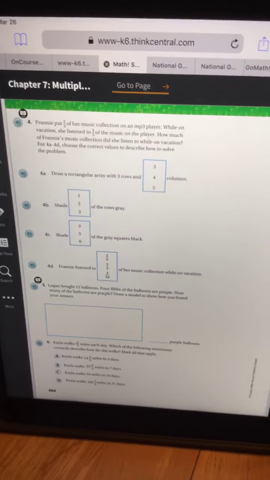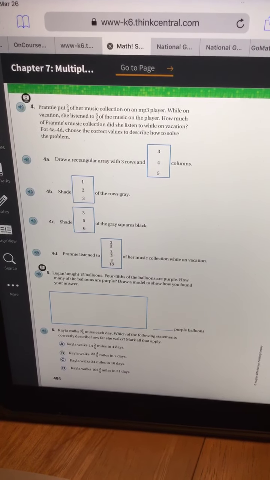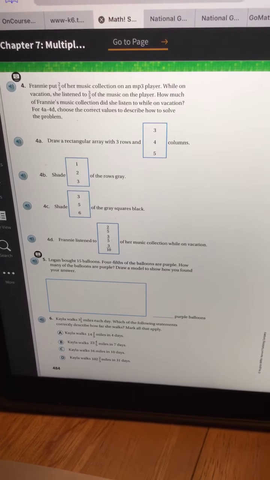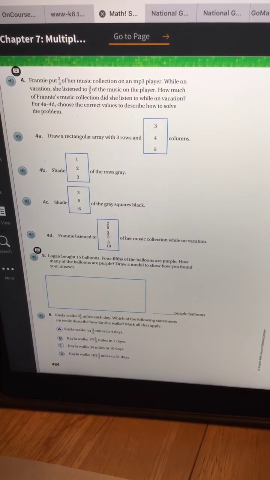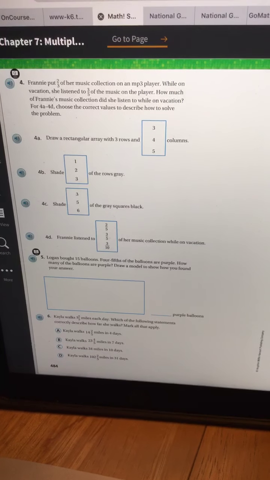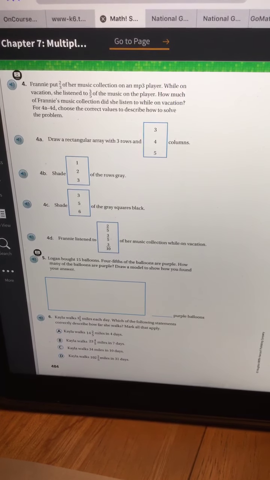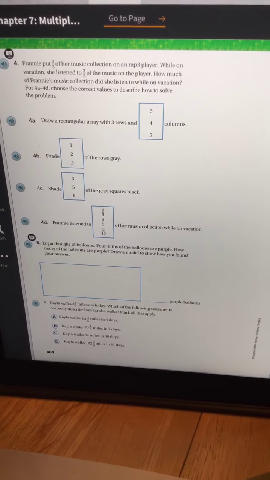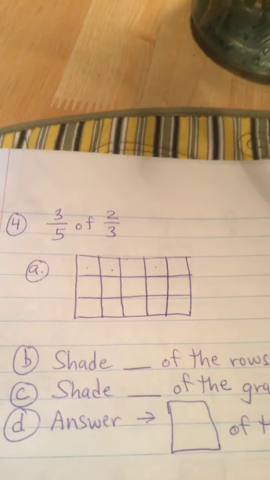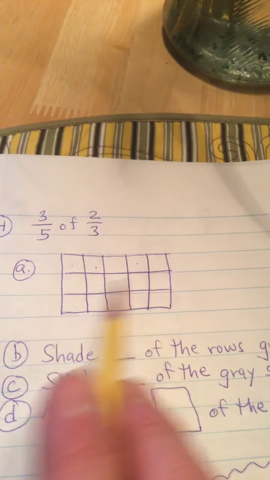All right, so what we're going to do is take a look at this problem. When I look at this, we have to figure it out. It says draw a rectangle array with 3 rows. That would be the 3 in the denominator of 2/3. And how many columns? What's our other denominator? Our other denominator is 5. So when I look at my picture, we're going to have 3 rows across, 1, 2, 3, and then we're going to have 5 up and downs, 1, 2, 3, 4, 5. So make sure you fill that in.